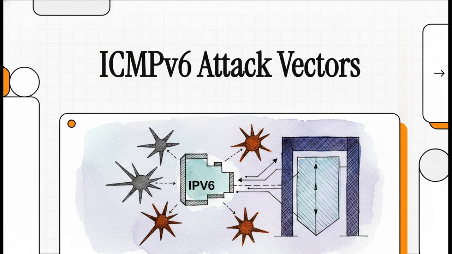Now, if you're a network engineer or a cybersecurity pro and you've got IPv4 down cold, but you're still figuring out the IPv6 transition, you are in the exact right place. We are skipping the basics today and zooming straight into a super critical, honestly fascinating topic from Chapter 5, ICMPv6 attack vectors. Let's get into it.